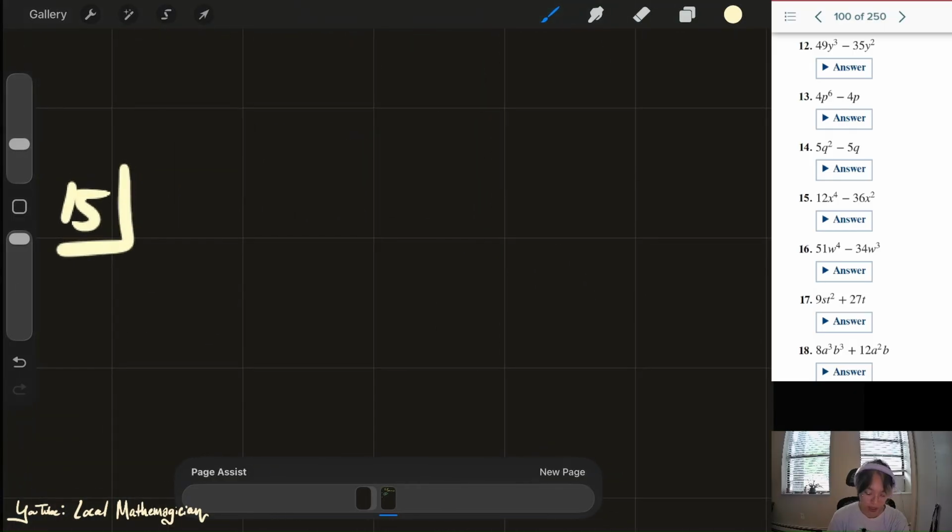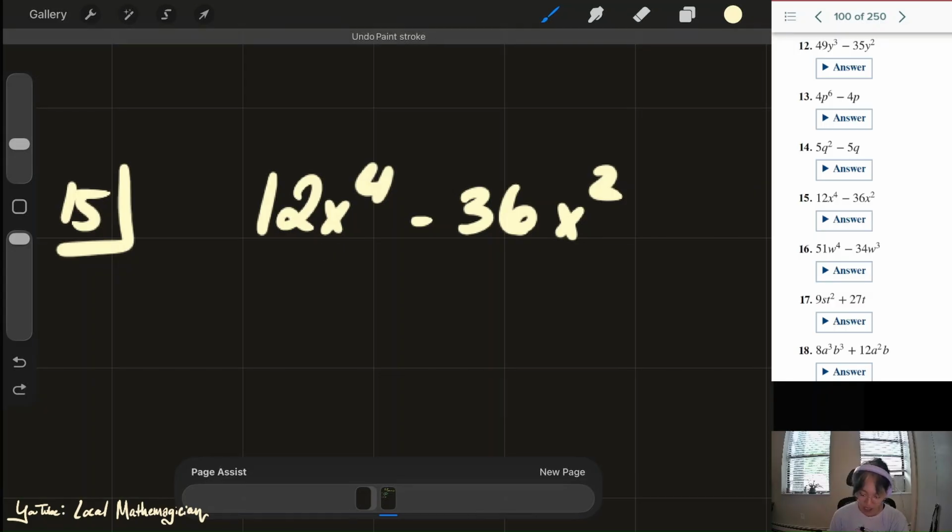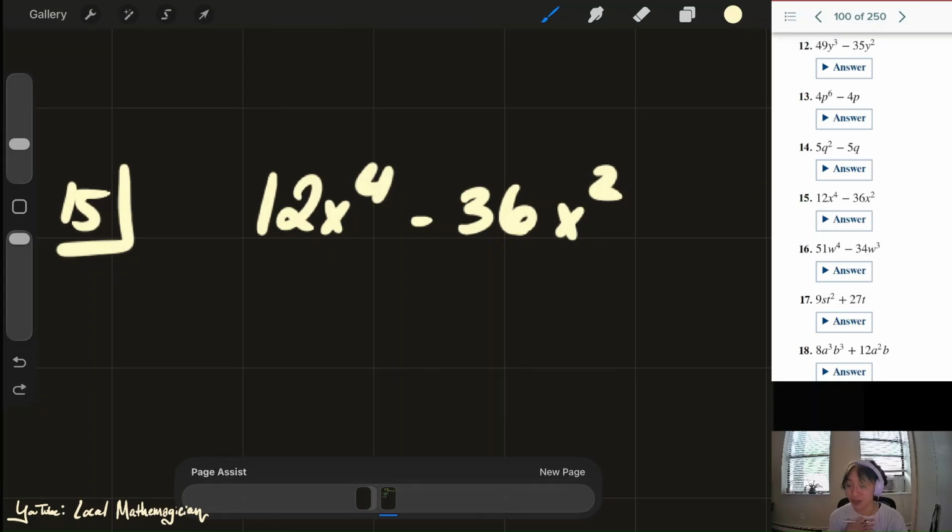If we do number 15, you start with 12x to the fourth minus 36x squared. Okay. So the first thing is we see that both terms have x's, and they're a pretty big exponent too, right? It's more than 0. And both terms are even. Now, I know how to do this off rip. I don't expect you to, so this might be a two-step process.